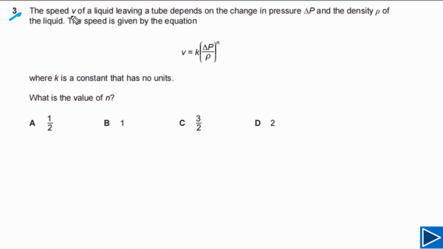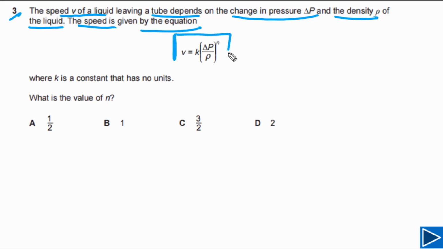For this question, it is given to us that the speed v of a liquid leaving a tube depends on the change in pressure delta P and the density rho of the liquid. The speed is given by this equation. It is also given that K is a constant and K has no units. We need to find the value of n, the value of this exponent. Now we need to understand that if an equation is correct, it has to be homogeneous, and a homogeneous equation must have the same units on the left side and also on the right side.